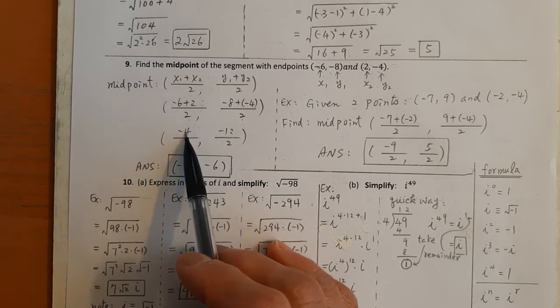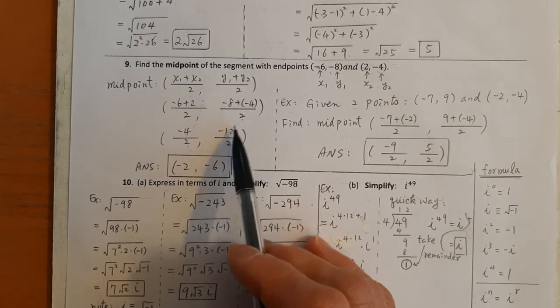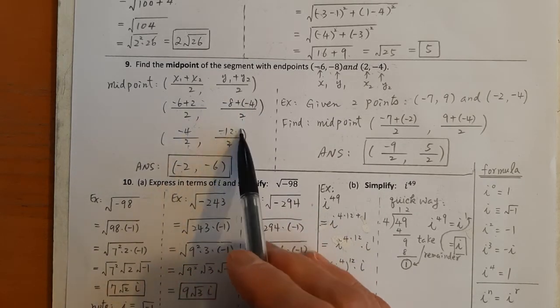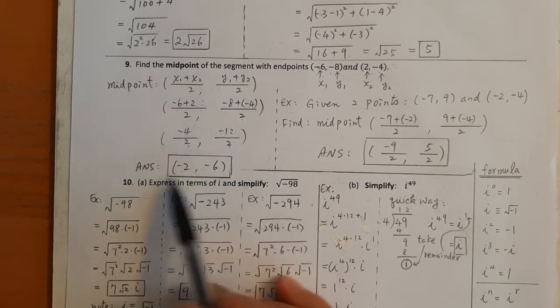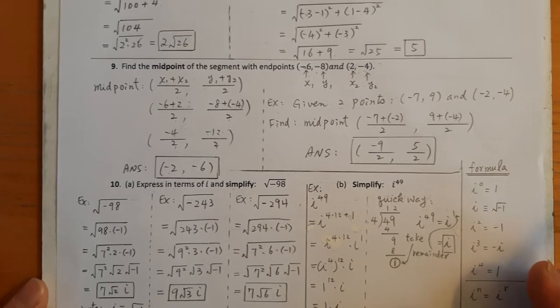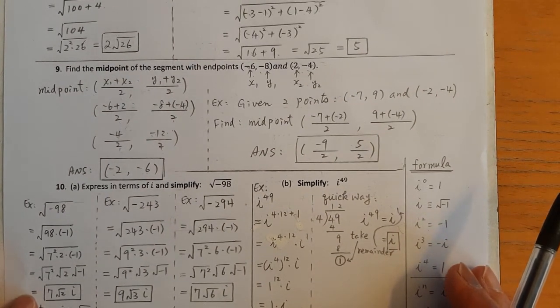Negative 6 add 2 is negative 4, divided by 2. Negative 8 plus negative 4 is negative 12, divided by 2. So negative 4 divided by 2 is negative 2. Negative 12 divided by 2 is negative 6. So this is the midpoint. It's between the 2 points, right in the middle, on the straight line.